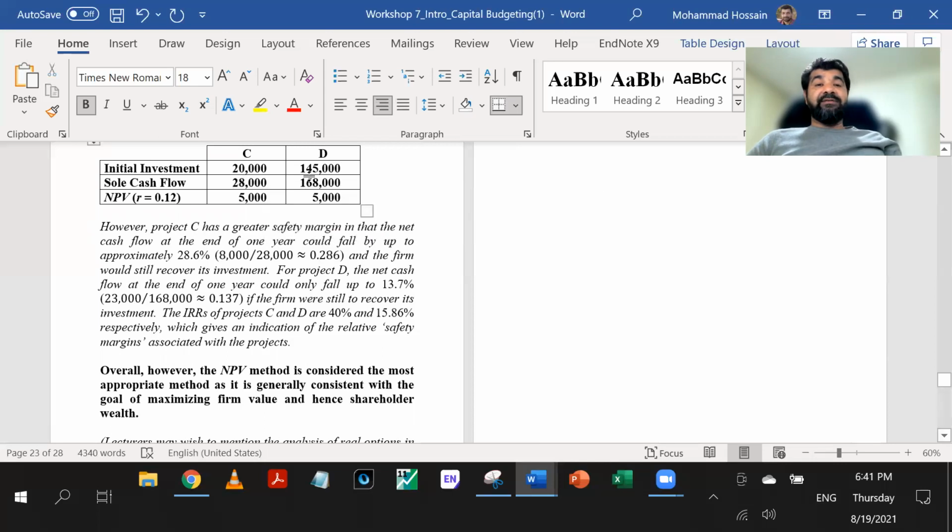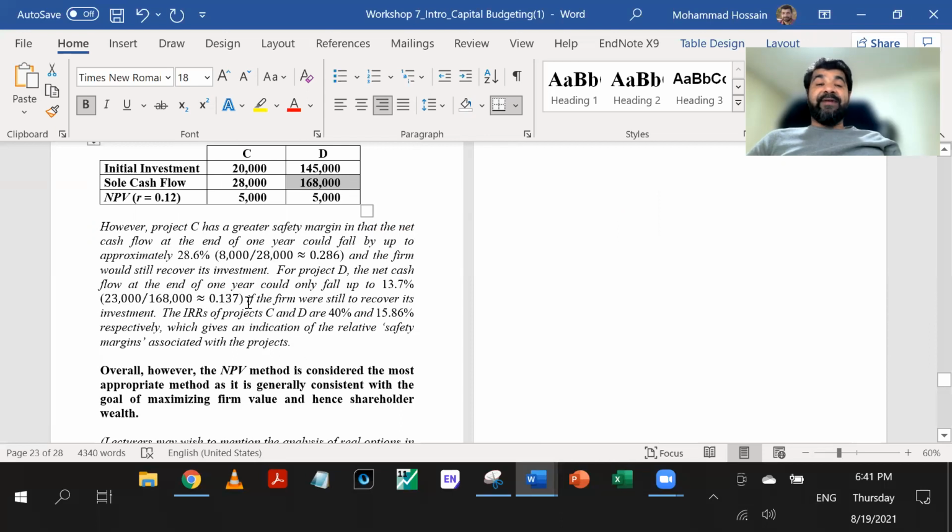For project C, out of 28,000, 8,000 can go down. It's okay, it's not that risky. But for project D, out of 168,000, only 23,000 can go down. So it's a bit risky. That's what they mean here.